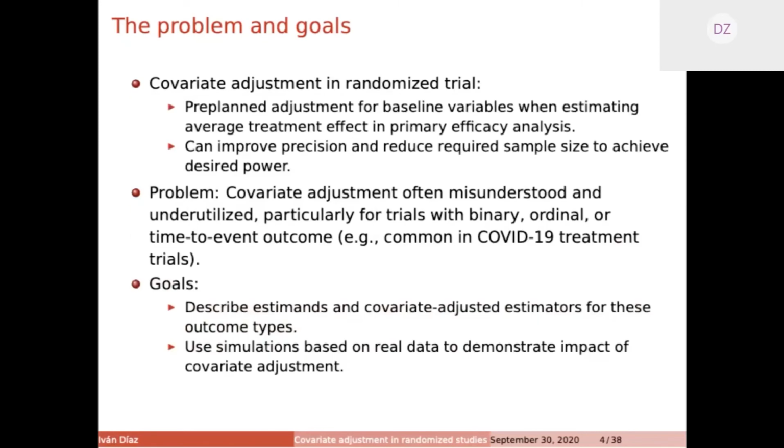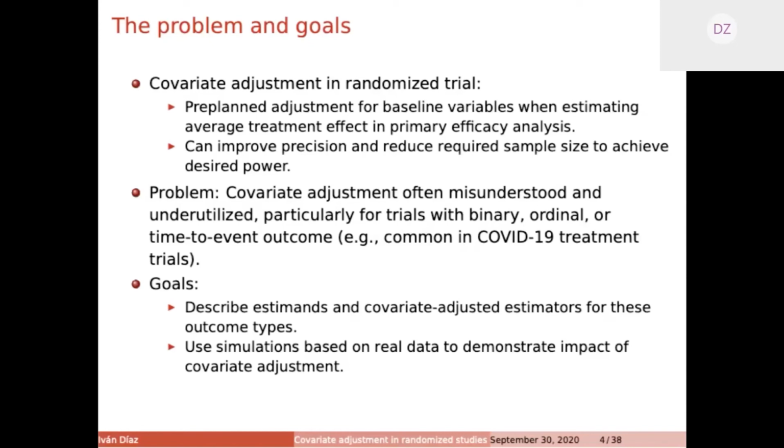So what's the problem and goals for today's talk? So we know that in randomized trials, we need pre-planned adjustment. We need pre-planned analysis plans, basically. So if we want to adjust for baseline variables to improve efficiency in estimating treatment effect in primary efficacy analysis, this has to be pre-specified. The problem with covariate adjustment is that it is often misunderstood and underutilized, particularly for problems with binary data, with ordinal data, and with time-to-event outcomes.